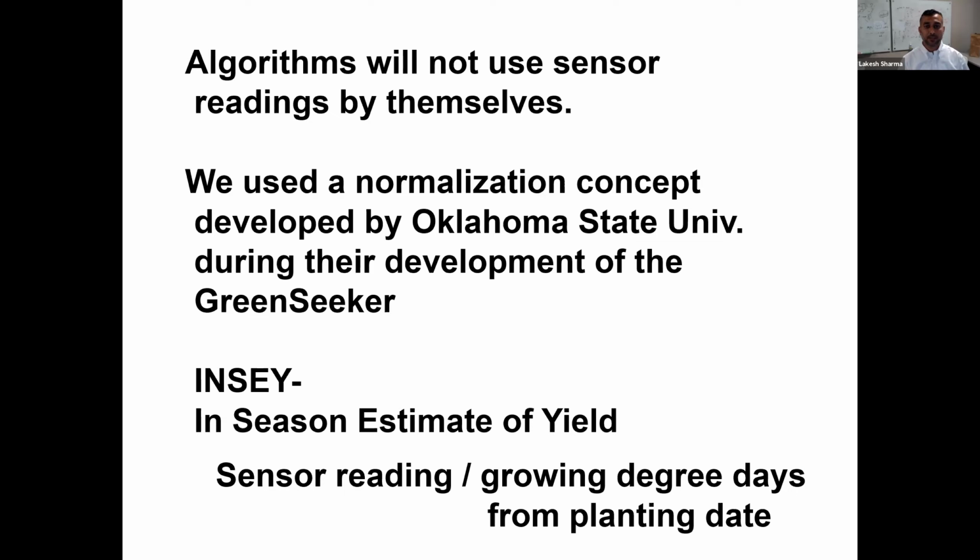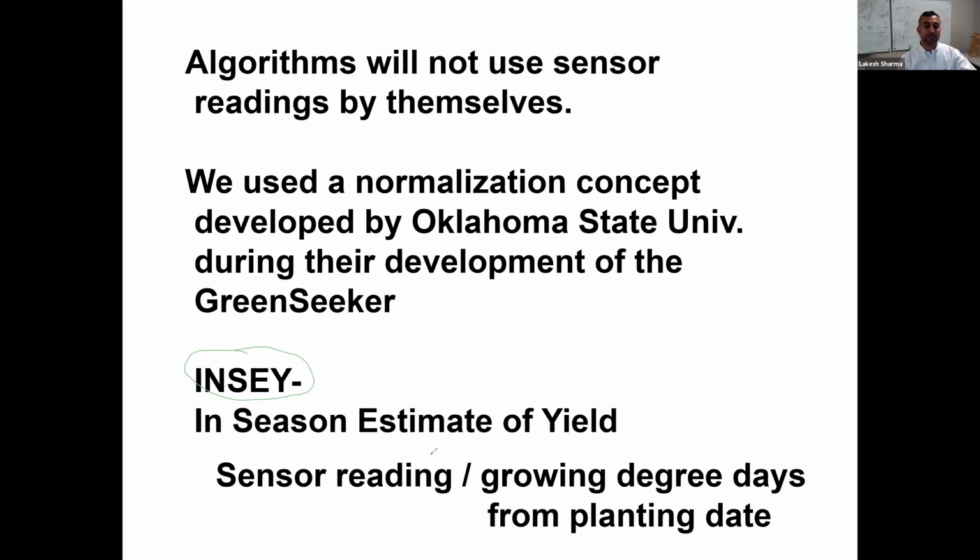So depending on that, you can pick whichever you want. I picked Oklahoma State, and then I calculated the INSEY, which is in-season estimation of yield. It is not a nitrogen calculator. It is estimating a yield. Depending on the yield estimation, it estimates the nitrogen requirement. So just to be clear on that.